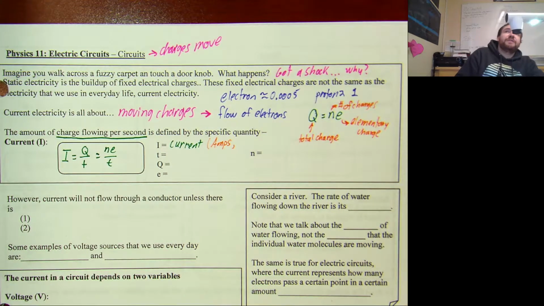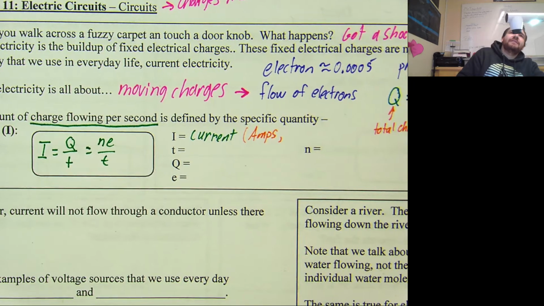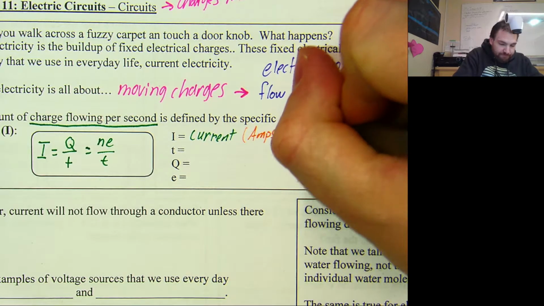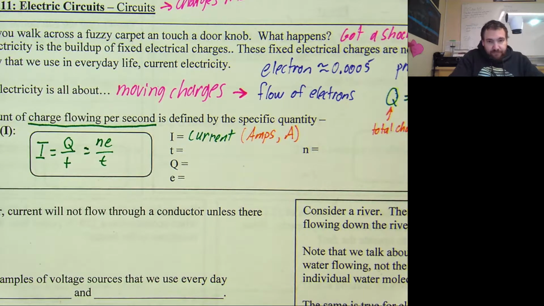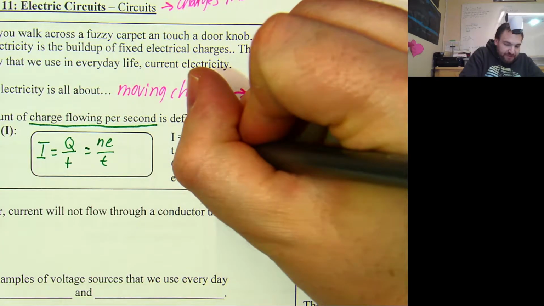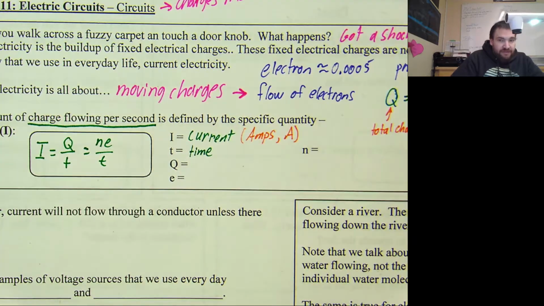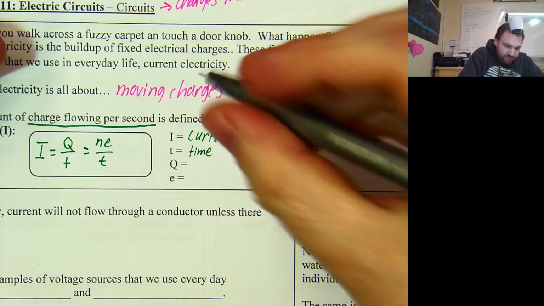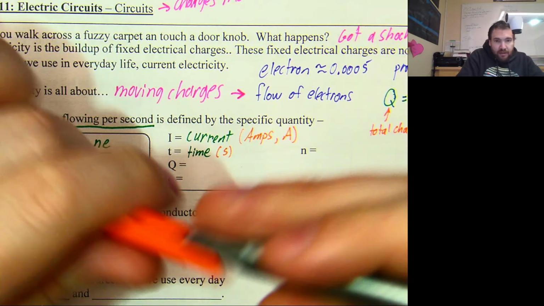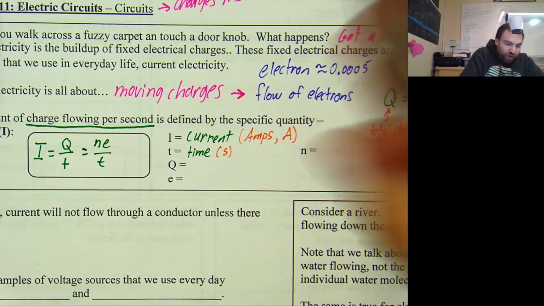And the letter we use for that unit, you would probably guess is? Capital A specifically, yep. T is time. Time is always measured in seconds. Q is charge.